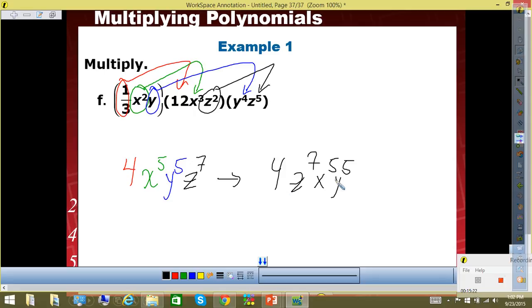This is not in standard form because it's only a monomial. Standard form is when it's a polynomial. You arrange the different terms by the letter. All right.